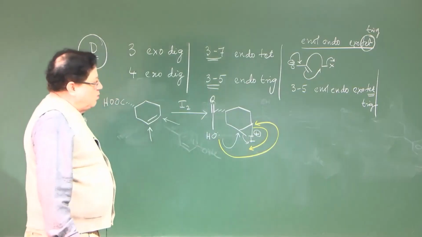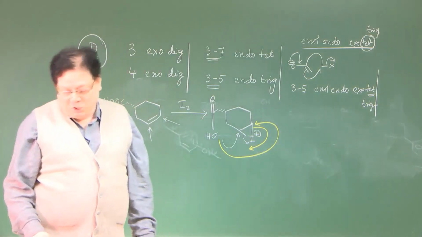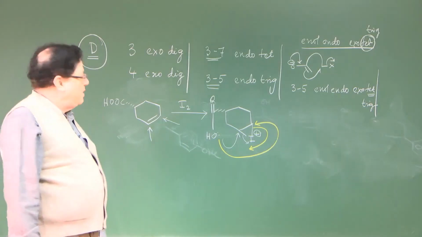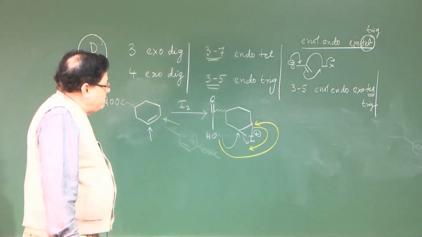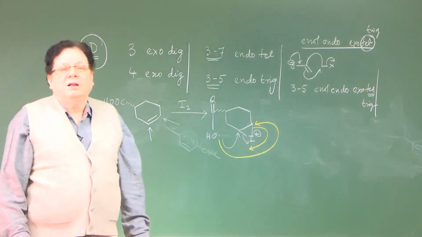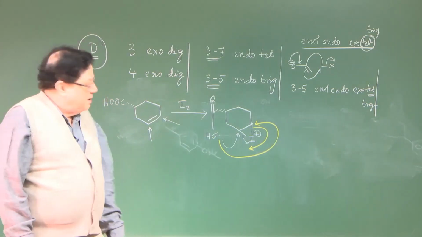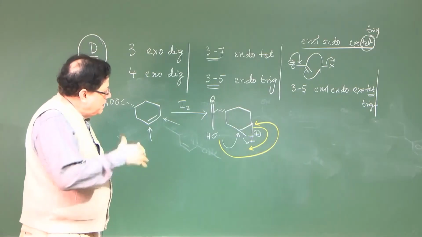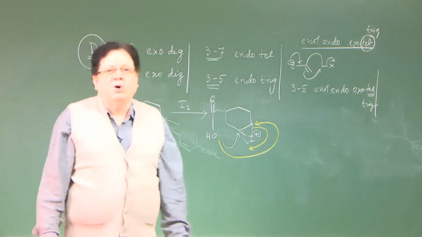Okay. Now, which one is possible? Actually, which one will happen as per Baldwin's rule? Now, remember, if you have this 3-membered ring opening like the epoxide ring opening, then you have some problem to define the reaction as exo or endo.